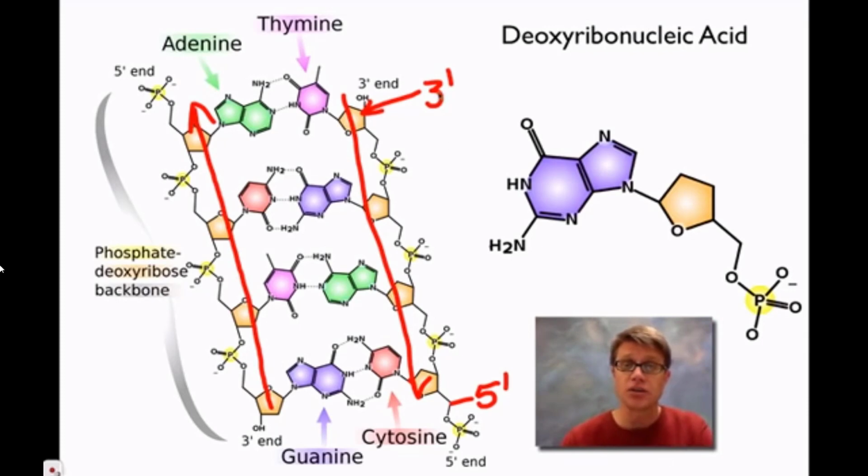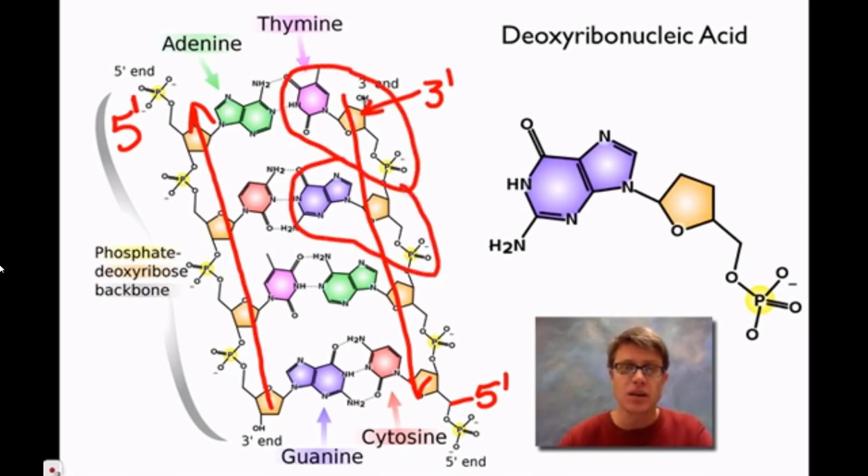And so if we were to look across from the 3' end here, we're going to have a 5' end over here. Now, why is that important? Well, when you're building DNA, when we're going to add another nucleotide on, so here's one nucleotide, here's another nucleotide, when we're going to add another nucleotide, we can only add it on the 3' end.